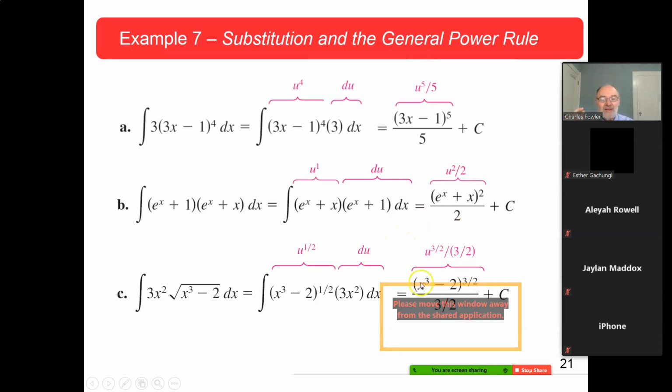There it is. Okay. Here's your u to the 3 halves power. u is x cubed minus 2, to the 3 halves power divided by 3 halves plus c, which you can take, divided by 3 halves, and make it 2/3. So let's see if they'll do that. Yes, there it is.